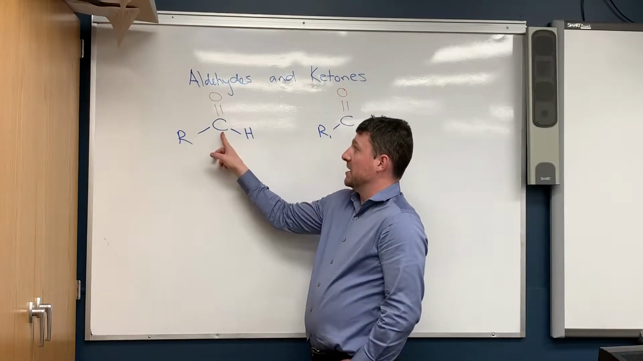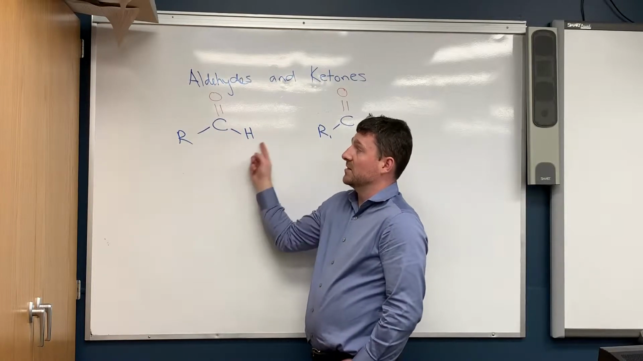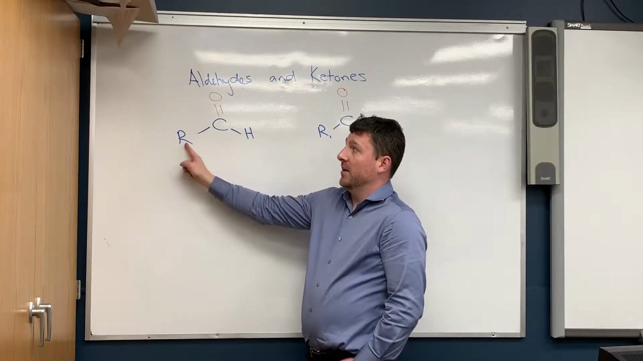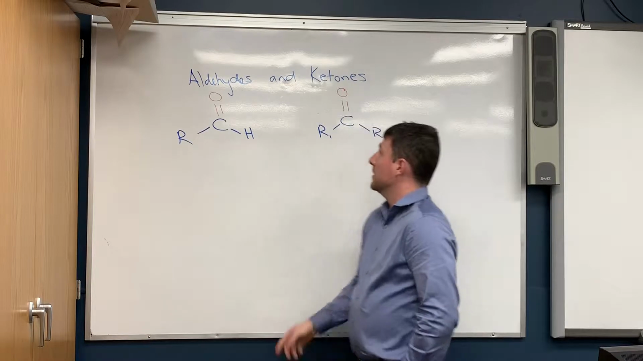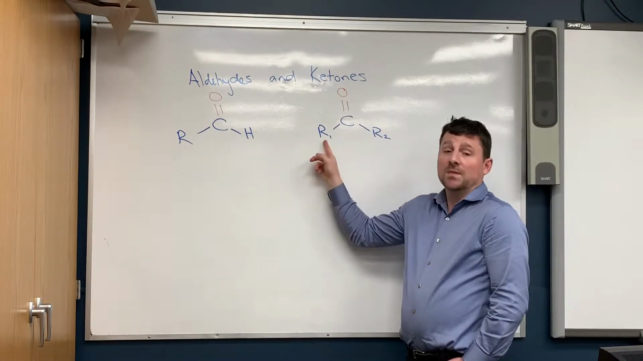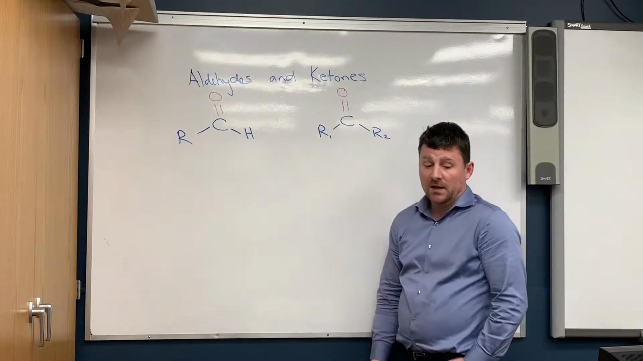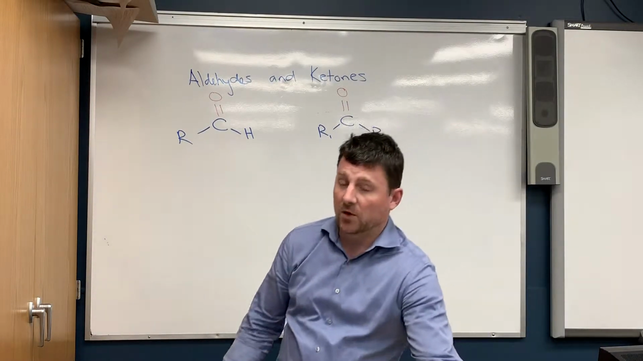So I can represent the fact that this is at the beginning of the carbon chain by showing that it's connected to an H on one end and then to a carbon chain on the other. Whereas here, it's connected to carbon chains on both ends, which puts this somewhere in the middle of the chain. So the question is then, how do we go about naming these?